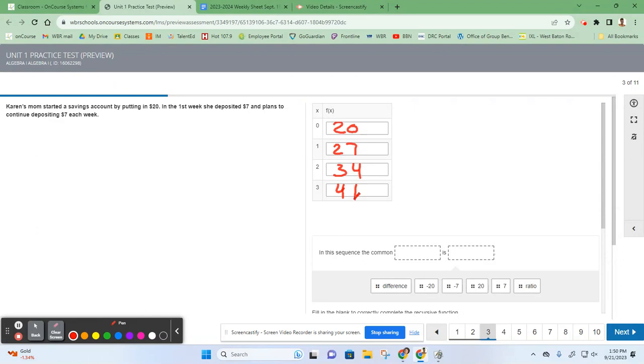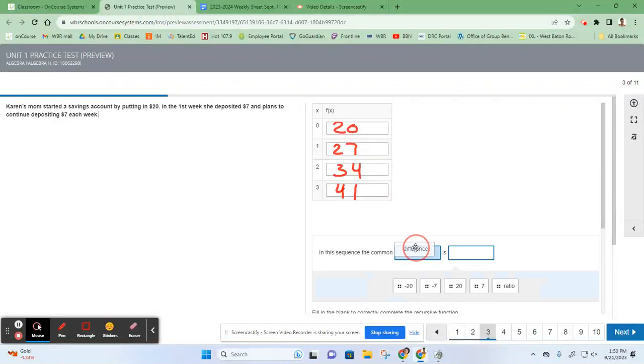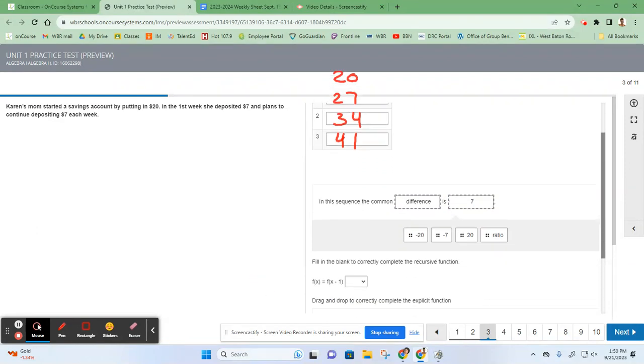In this sequence, we have a common difference, and it is 7. It's a positive 7 because we're adding 7. Fill in the blank to complete the recursive. The recursive is plus 7.